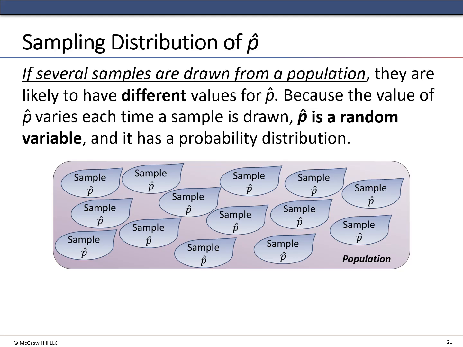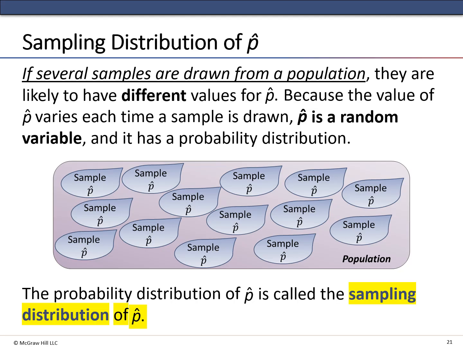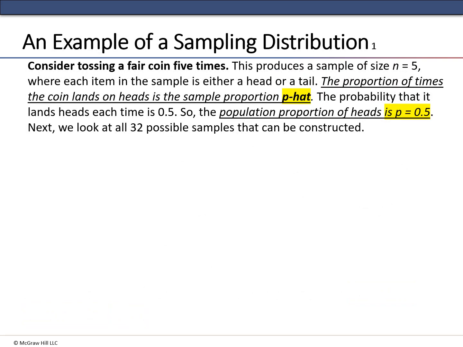The table looks very simple again, but now instead of averages or means, we're looking at proportions. So let's look at another example. Consider tossing a fair coin 5 times. This produces a sample of size n equals 5, where each item in the sample is either a head or a tail. The proportion that the coin lands on head is the sample proportion p hat. The probability that it lands heads each time is 0.5, so the population proportion of heads is 0.5.